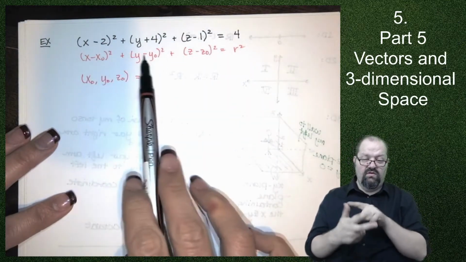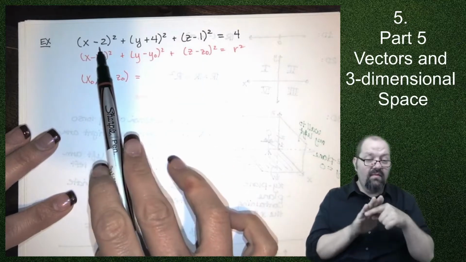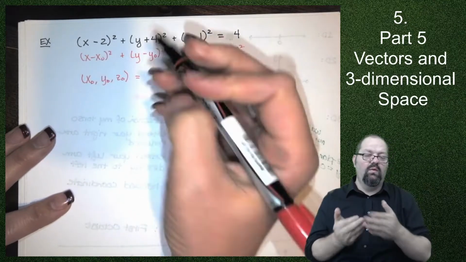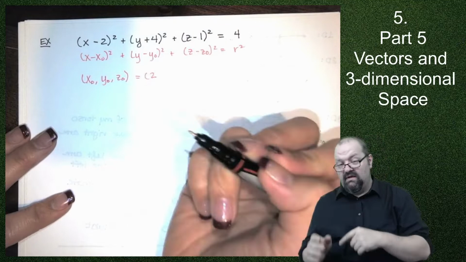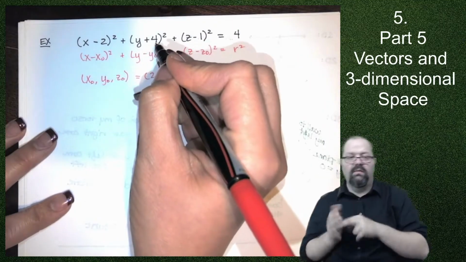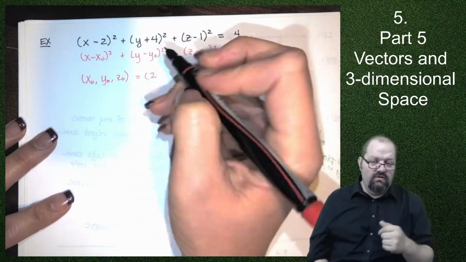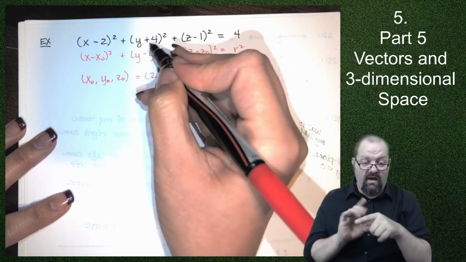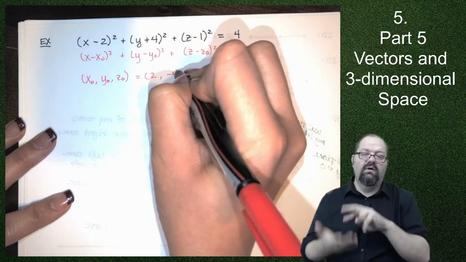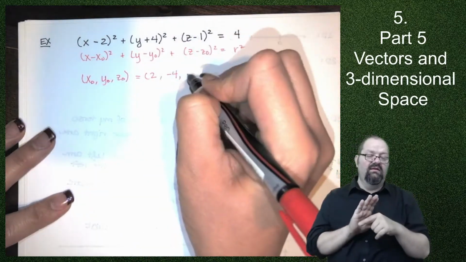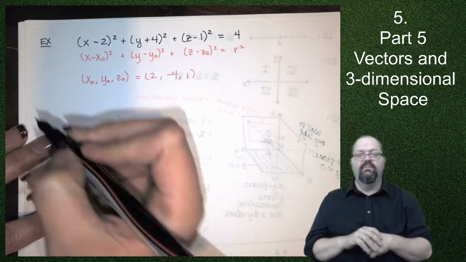Now, because there's a minus in these formulas, it's going to have the opposite sign of whatever's there. If you see a -2, the coordinate is +2. I see a +4 there. Adding 4 is the same as subtracting a -4, so it's going to be the opposite sign, and the opposite sign of that is a 1. So that's our center.